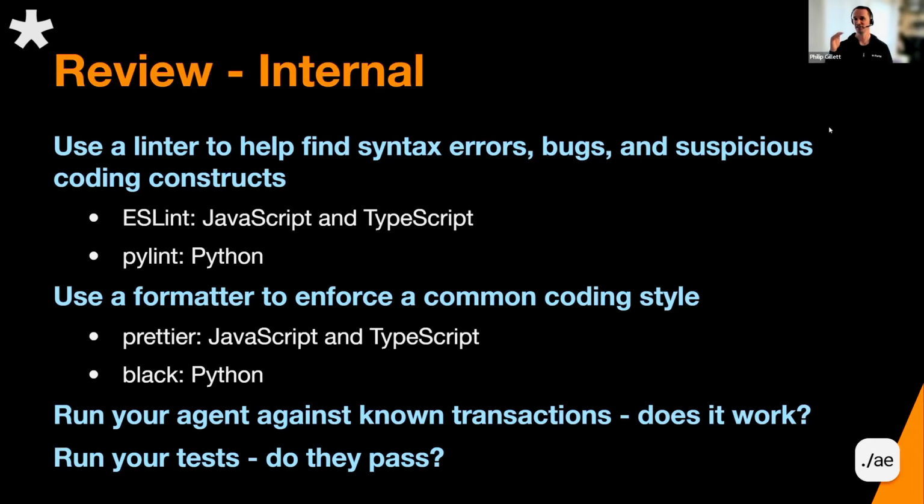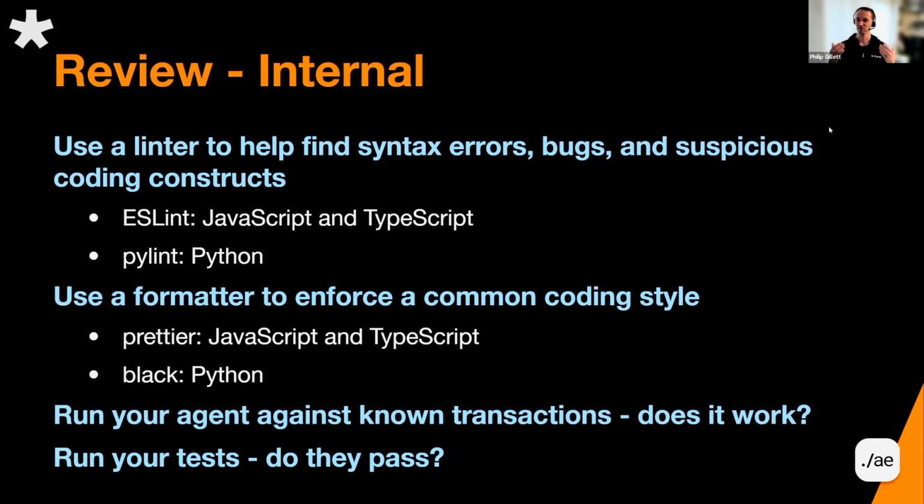And I'm going to sound like a broken record here, but I think it's totally worth it. Run your agent against known transactions. Does it work? Just sanity check. Did it do what I thought it was going to do? Run your tests. Do the tests pass? Or do they not? All your tests should pass, and your agent should trigger on transactions that it's expected to.